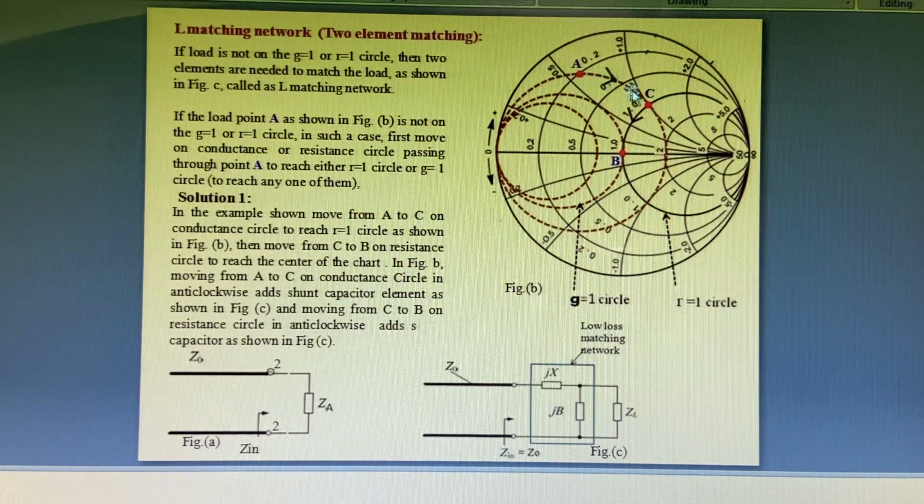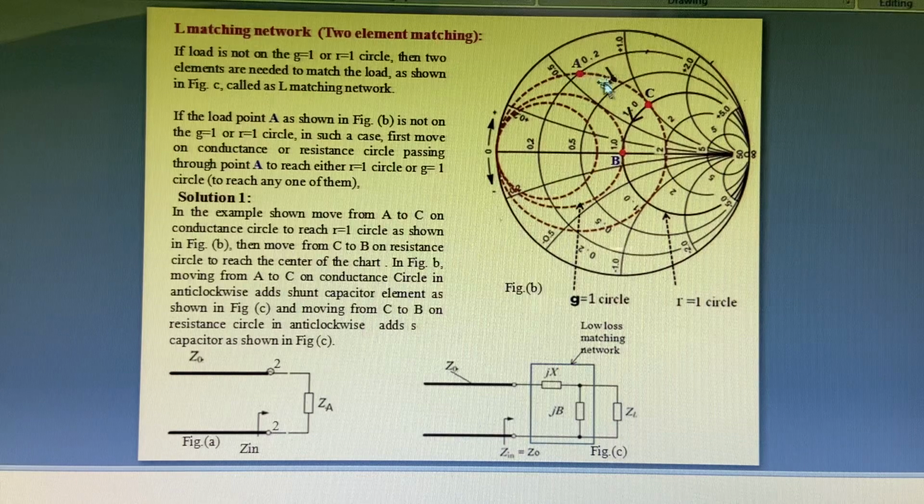So like that, we have to move twice. One to reach the R equal to 1 circle, another to reach the center from the R equal to 1 circle. Two elements are needed like this to get impedance matching if the load point is not on the R equal to 1 circle or the G equal to 1 circle. This is the one solution we can have. And the values of these elements we can find as we discussed in the previous topics.